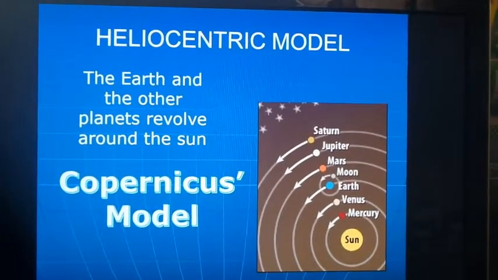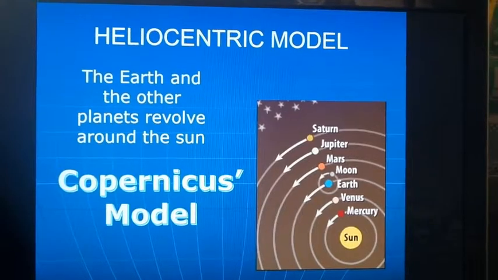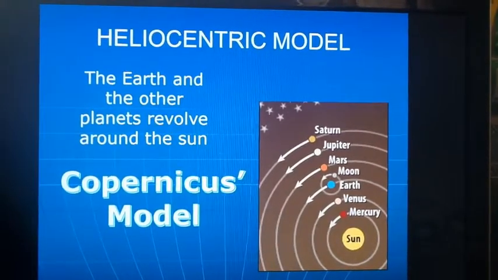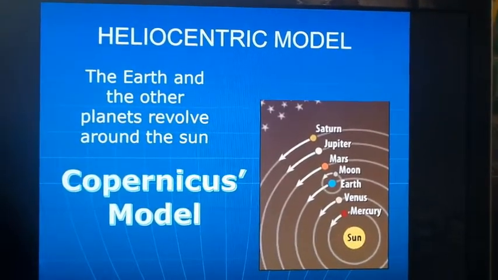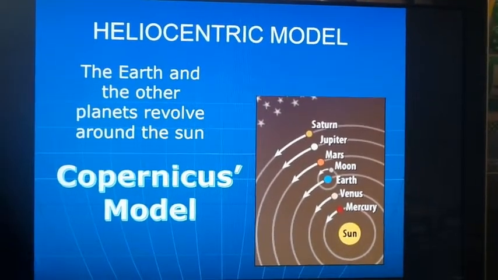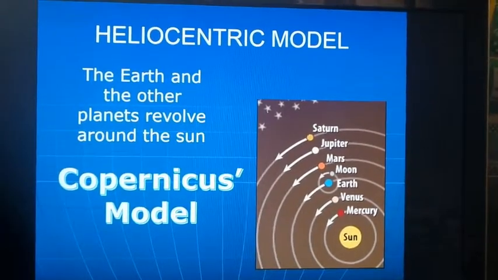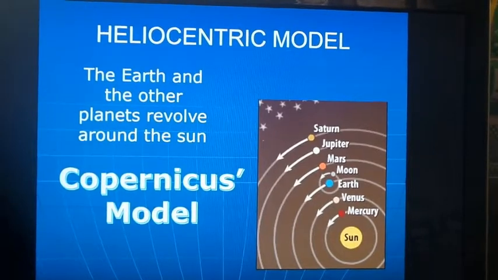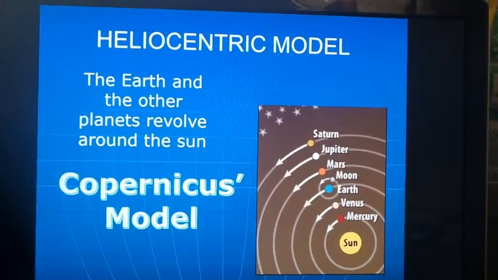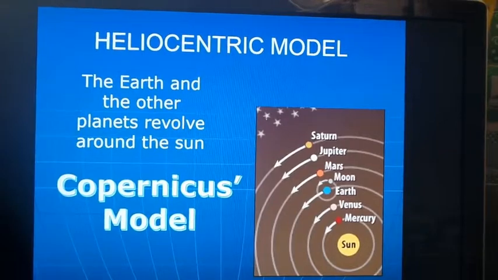Copernicus arrived after the Middle Ages and made an important change to Ptolemy's theory. He placed the sun at the center of the universe and concluded that Earth was a planet. Heliocentric model states that the Earth and the other planets revolve around the sun.